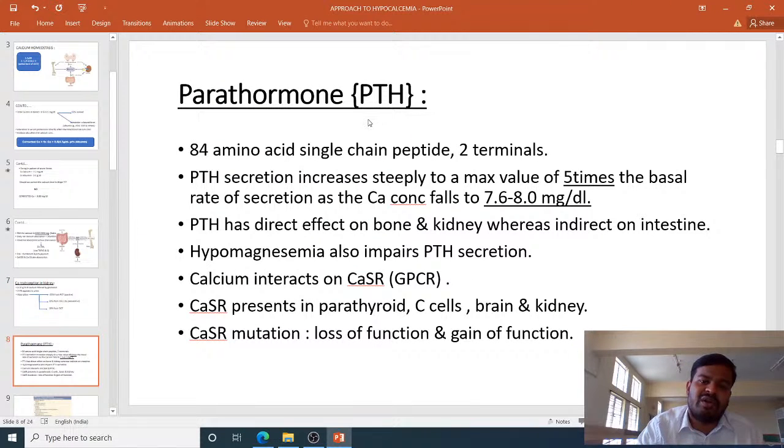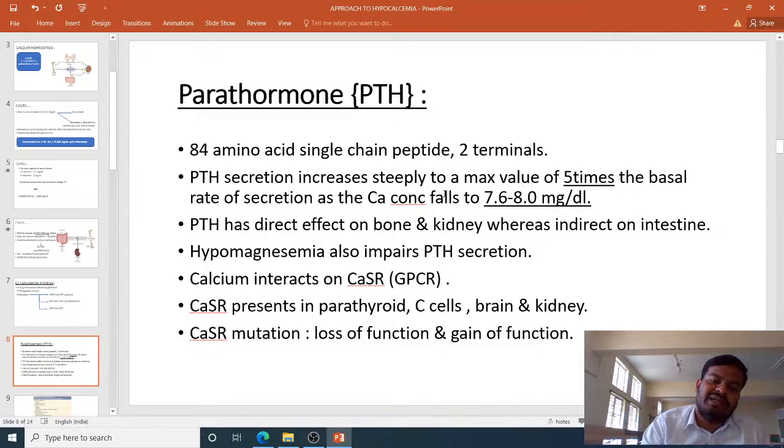Parathyroid hormone is also one of the main regulatory hormones for the regulation of calcium in the body. It is an 84 amino acid single chain peptide with two terminals, and parathyroid hormone increases steeply to a maximum value of 5 times the basal rate of secretion as the calcium concentration falls from 7.6 to 8.0. So this is how parathyroid hormone is secreted.